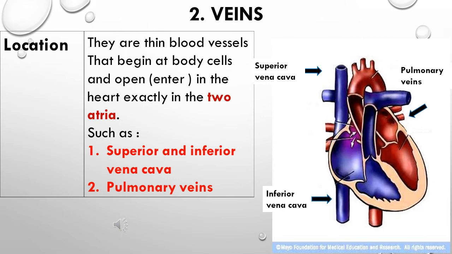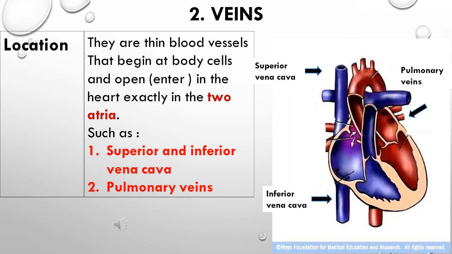Then again, the location of veins: they begin at the body cells and open into or enter the heart, exactly in the two atria. Examples of veins: superior and inferior vena cava, and number 2, pulmonary veins. Where are the superior and inferior vena cava located? They are found in the right atrium.